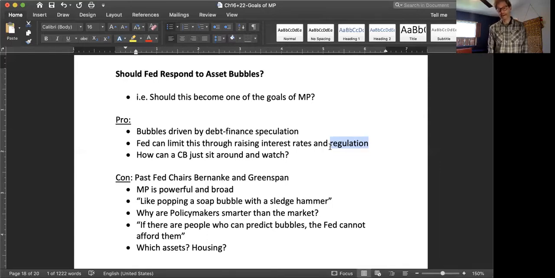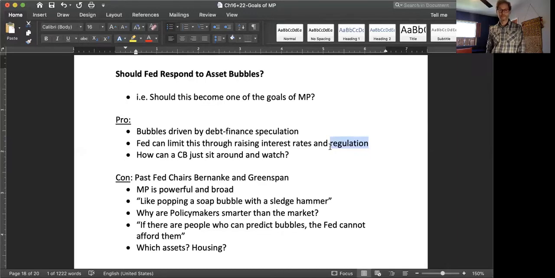Having said that, probably more economists believe that this just doesn't work very well in practice. And including this, it means really two past Fed chairs, Ben Bernanke and Alan Greenspan, were very big critics of the Fed getting too involved in trying to manage asset prices. One is because monetary policy is too broad and powerful, right? When the Fed changes interest rates, they're not just impacting stock markets, they're impacting every aspect of the economy.